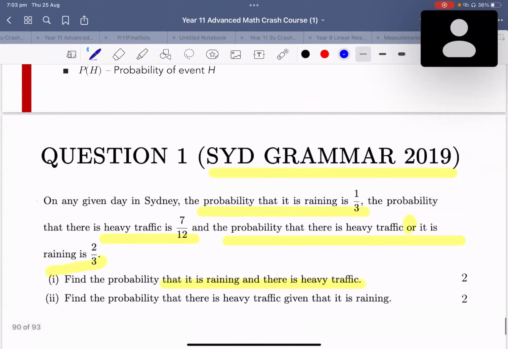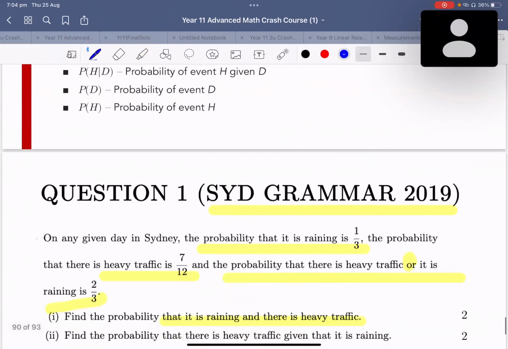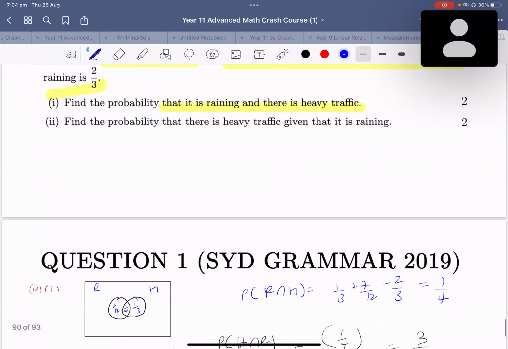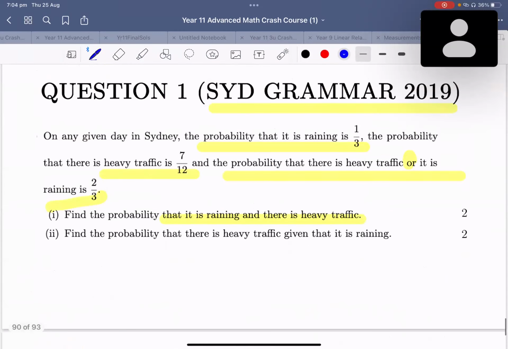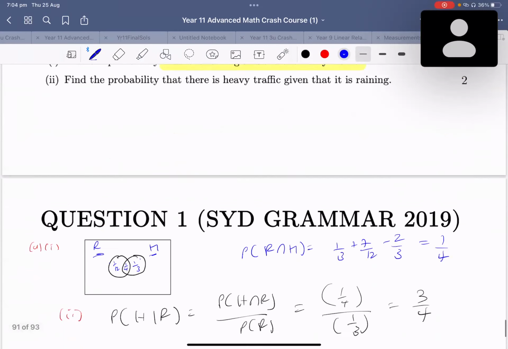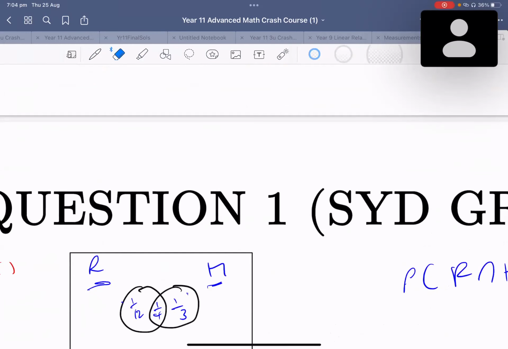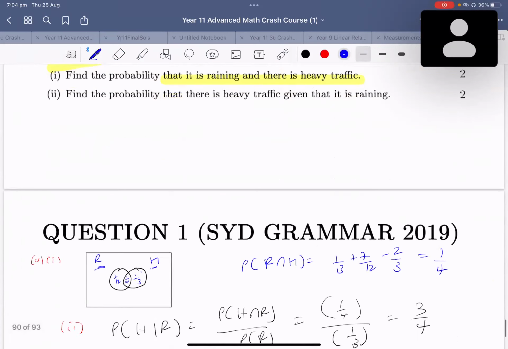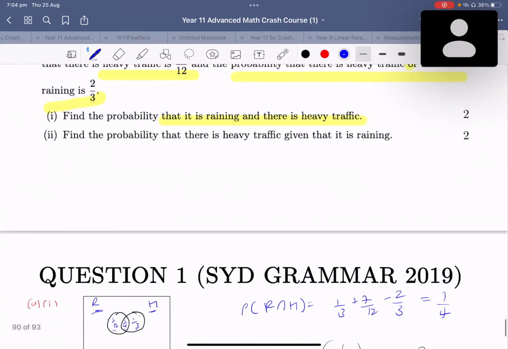Most people might as well just use this formula and try to approach with this way, but it's going to be very hard to find this quantity because you basically don't know. It doesn't give any probability case. So our best approach for part I is actually to draw a Venn diagram. So R is raining and H is heavy traffic, right? The probability that it is raining is a third. And the probability that there is heavy traffic is 7 on 12. And the probability that is heavy traffic or raining is 2 on 3. So this plus this is 2 on 3. So this plus this.